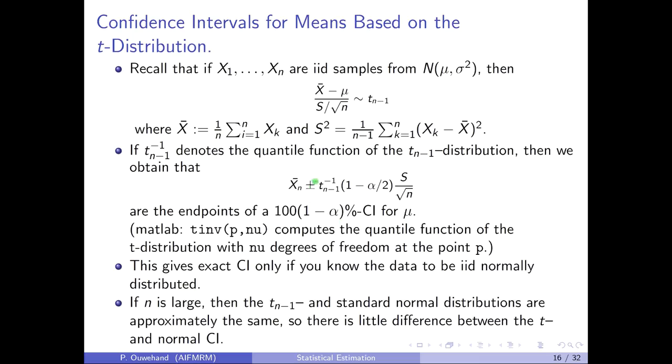In other words, you need to be able to compute the quantiles of the t-distribution at the 1 minus alpha over 2 level in order to work out the confidence interval. Now in MATLAB that can be done with the function tinv(p, nu), which computes the quantile function of the t-distribution with nu degrees of freedom at the point p. Note, however, that this gives an exact confidence interval only if you know that the data points x1 up to xn are actually independent, identically distributed and normally distributed. For large n, we know that the t-distribution and the standard normal distribution are approximately the same, so there will be very little difference between the t and the normal confidence intervals.